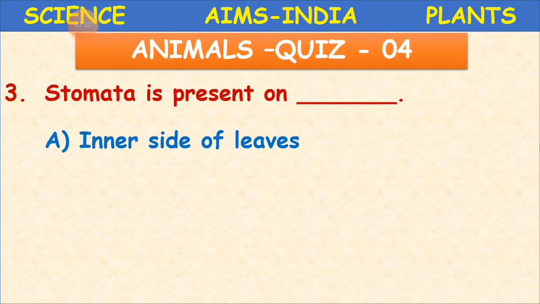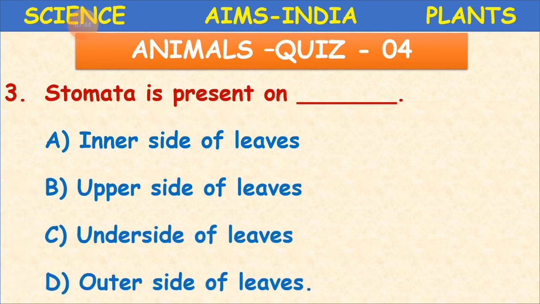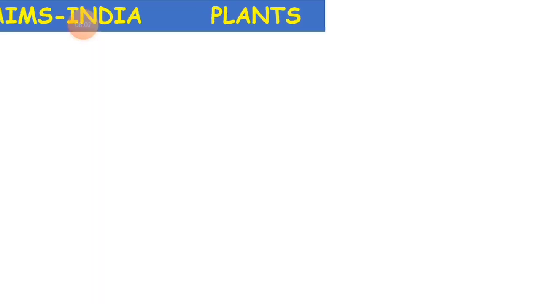Stomata is present on, stomata, an invisible part having small holes. Where is it present? Inner side of leaves, upper side of leaves, underside of leaves, or outer side of leaves? Which is the correct answer? Yes, children, underside of leaves. It is present on the underside of leaves. Clear? Okay. Next question.